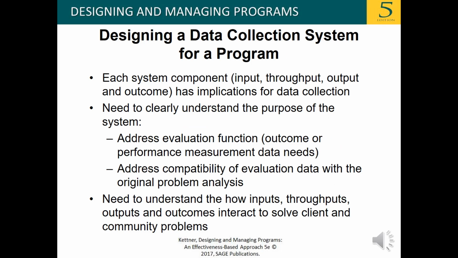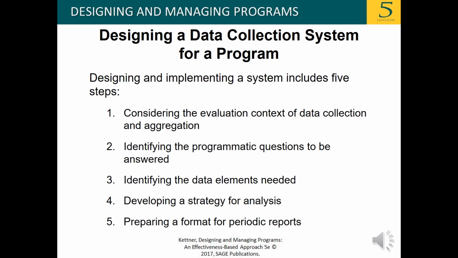Each system component, input, throughput, output, and outcome, has implications for data collection. You need to clearly understand the purpose of the system. Address evaluation function, so this could be outcome or performance measurement data needs. Address compatibility of evaluation data with the original problem analysis. Need to understand how inputs, throughputs, outputs, and outcomes interact to solve client and community problems. So how do all these things relate to one another, and how do they work together in unison to solve these issues in society?